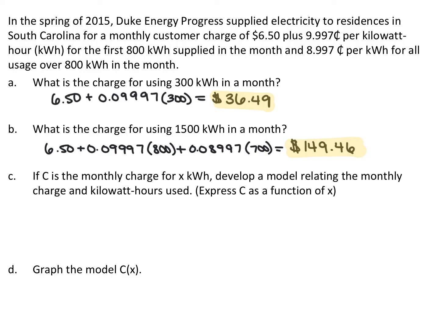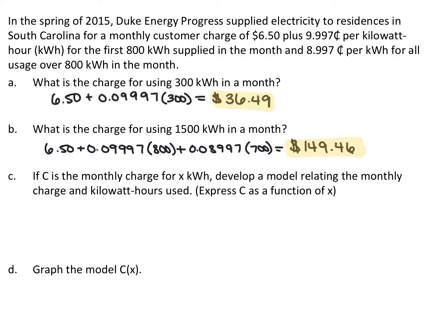For the charge for 1,500 kilowatt hours, this is where it gets tricky because for the first 800 kilowatt hours, it gets charged the first price, and then anything above that 800, it gets charged the second price. So I multiplied the 0.09997 by the 800, and then the 0.08997 by the 700, and then also included the $6.50 monthly charge, and you get $149.46.